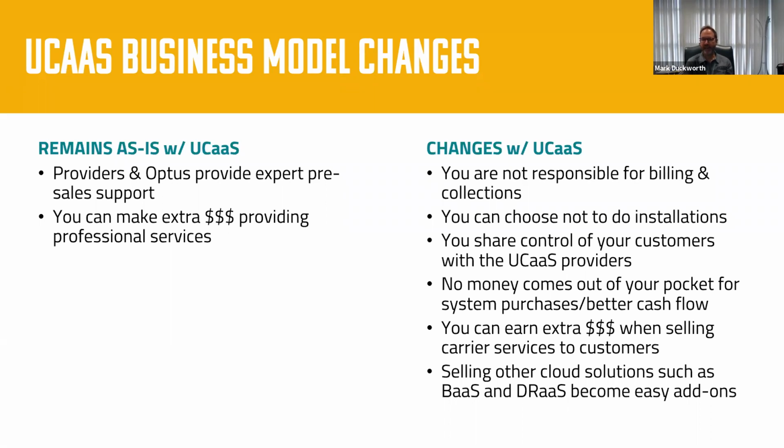No money comes out of pocket for system purchases. So this is huge, and we all work on this every month, right? You've got to buy a system. We've got to manage credit. That's a partnership between OPTUS and NEC Financial or a financial institution that might be your bank. There's a lot of things there that you've got to think about that you really don't have to worry about anymore with UCaaS.